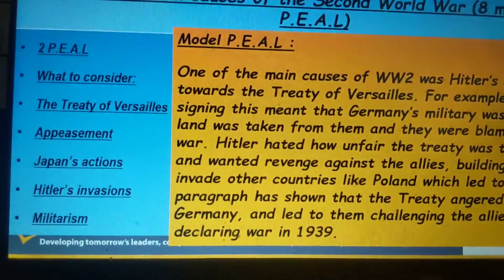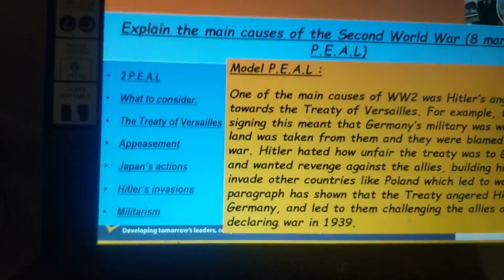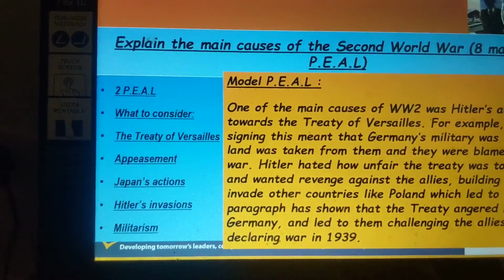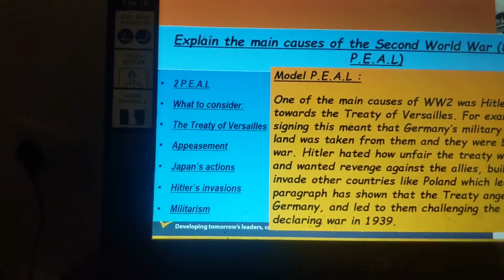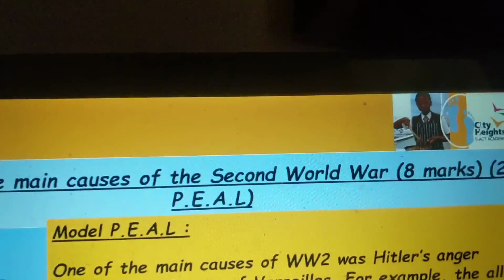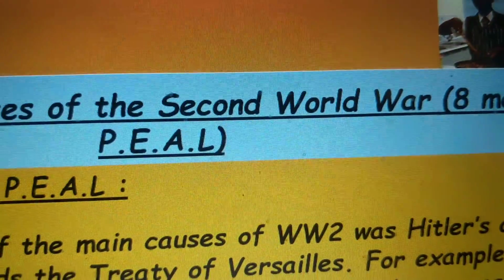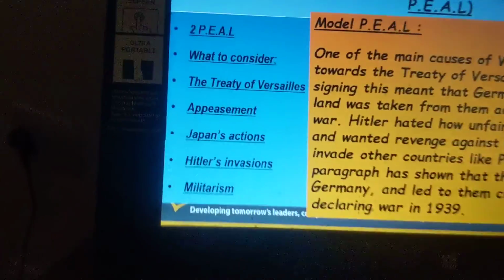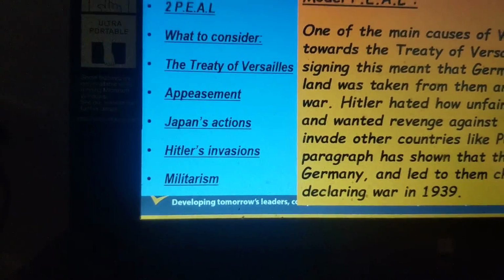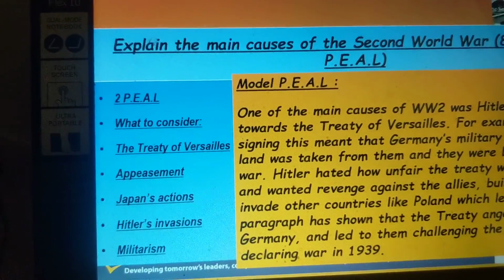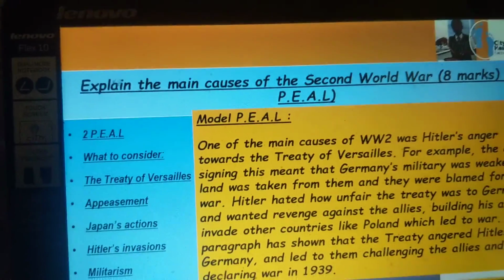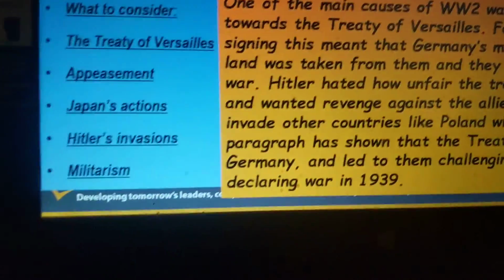So this weakened Germany a lot. And the fact that they were also blamed for the damage and the cause of the war when there were other countries involved during World War One really made Germany really angry, which inevitably led to the Second World War. You've got appeasement, so Britain and France's weak foreign policy, which led to the Second World War.